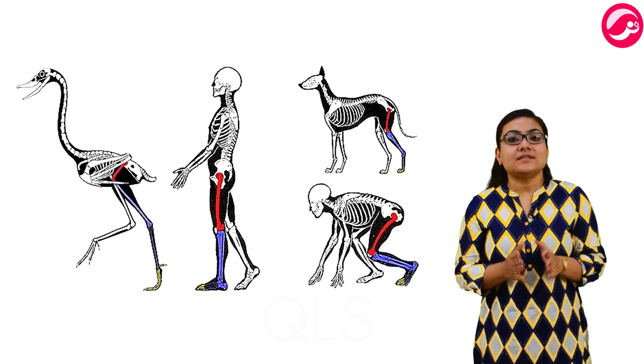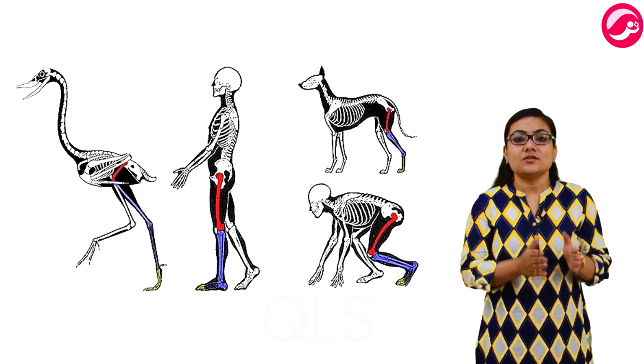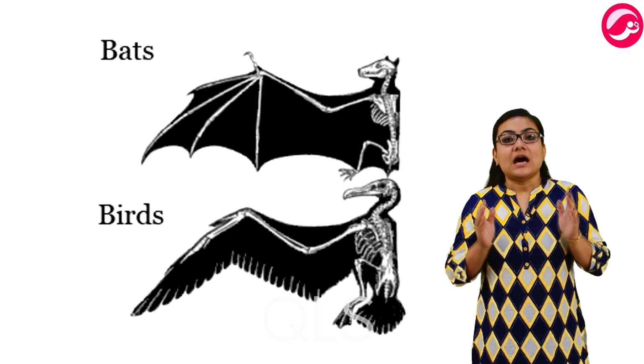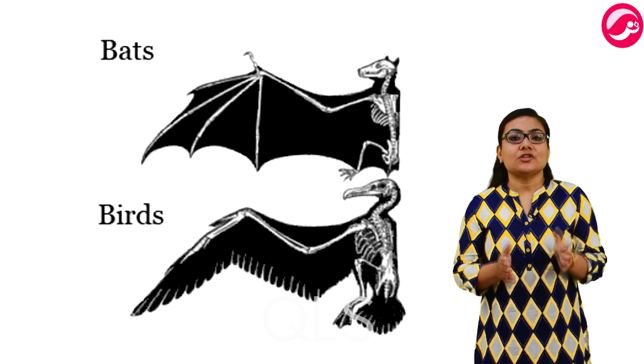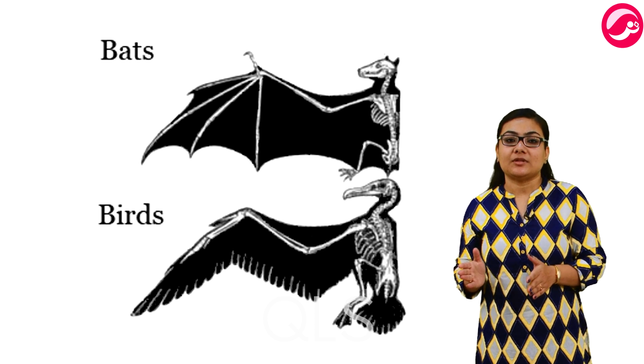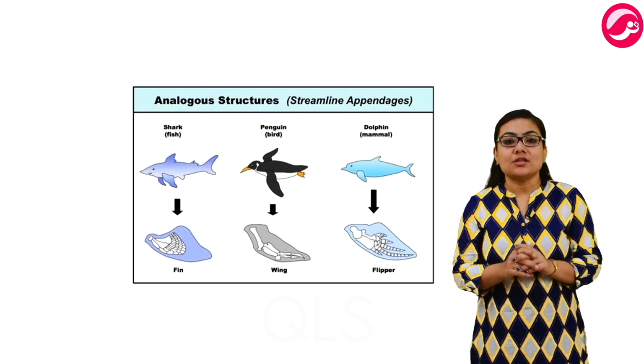The anatomical similarity points to the existence of a common ancestor from which these organisms have evolved. However, though the wings of a bat and the wings of a bird look similar, they are anatomically dissimilar. Such organs are called analogous organs.